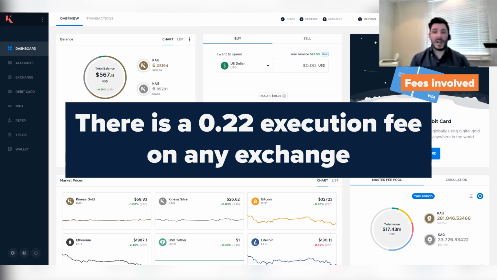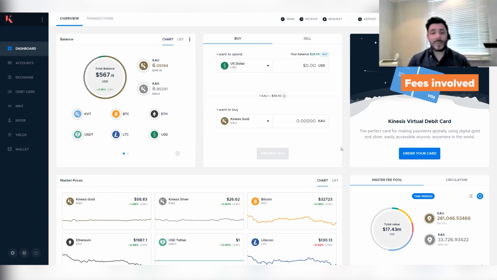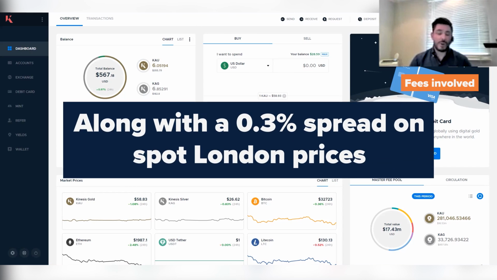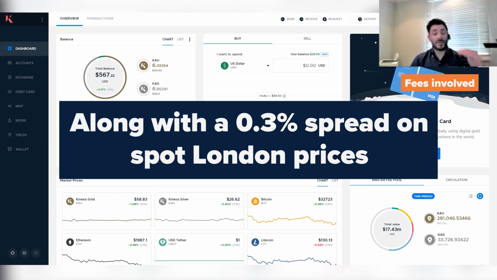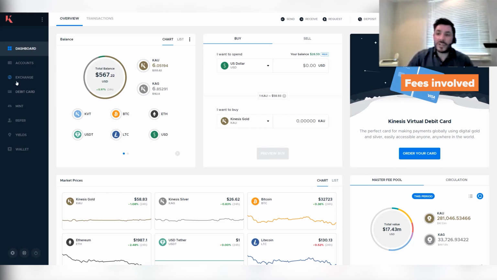Now, people will ask, well, what's the spread? We have some of the cheapest spreads on spot physical that you can get in the world. We run it around a 0.3% spread on spot London prices. So around about, and if we go over to the exchange, I'll show you.